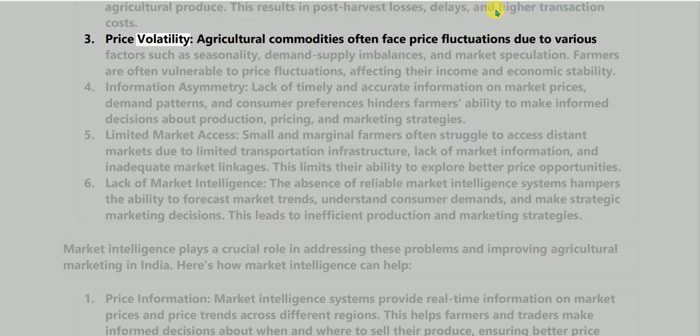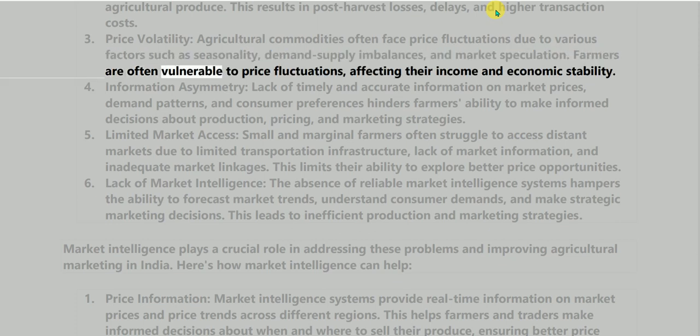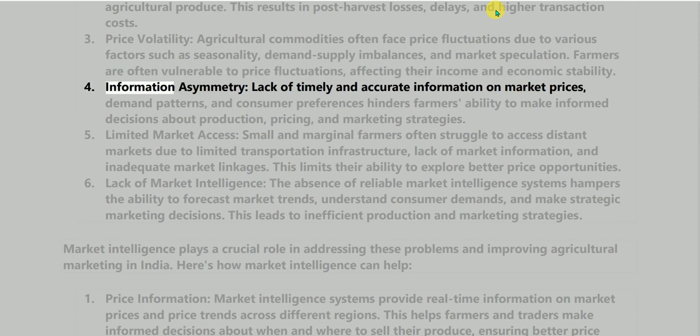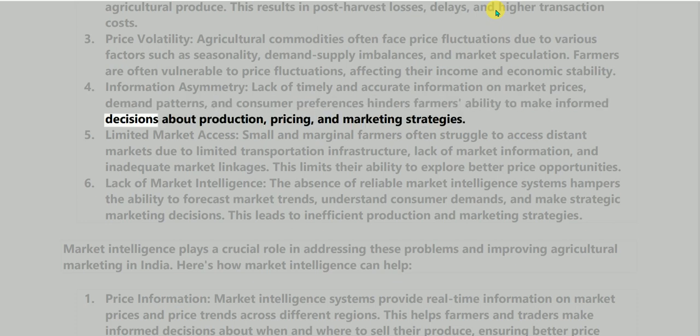3. Price volatility. Agricultural commodities often face price fluctuations due to various factors such as seasonality, demand-supply imbalances, and market speculation. Farmers are often vulnerable to price fluctuations, affecting their income and economic stability. 4. Information asymmetry. Lack of timely and accurate information on market prices, demand patterns, and consumer preferences hinders farmers' ability to make informed decisions about production, pricing, and marketing strategies.